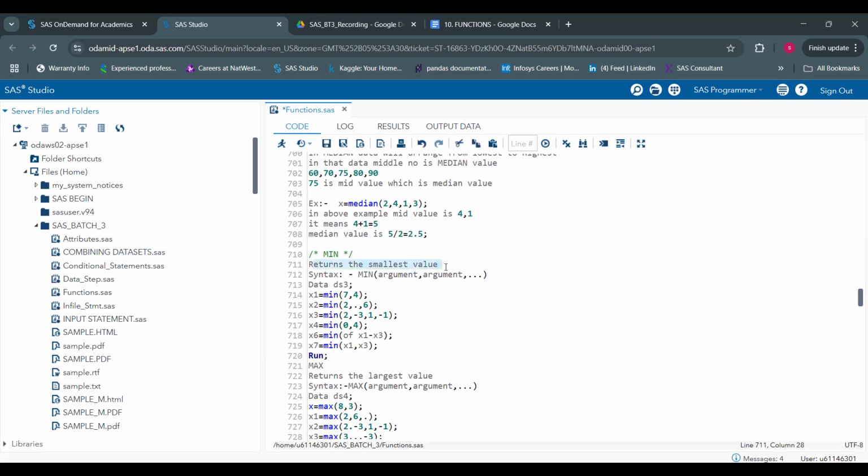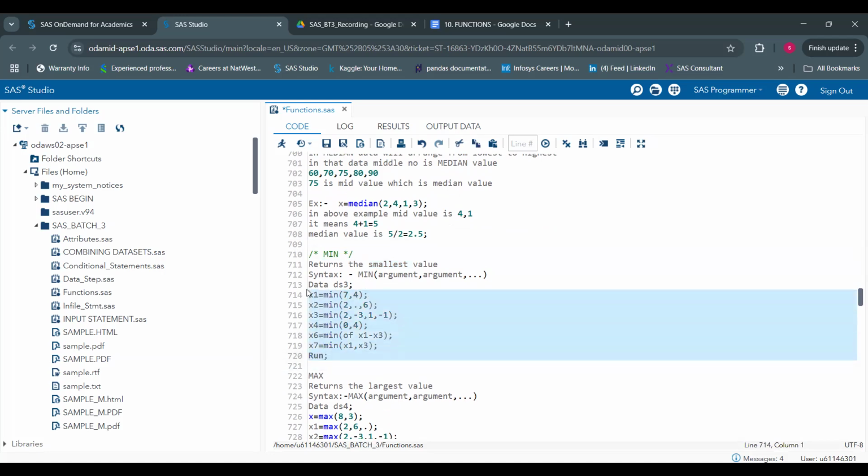It returns the smallest value in a set of arguments. So tell me, what is the minimum here, ma'am? Between 7 and 4, 4. Okay. How about the next one? 2. How about the next one? Minus 3. How about this one? 0.